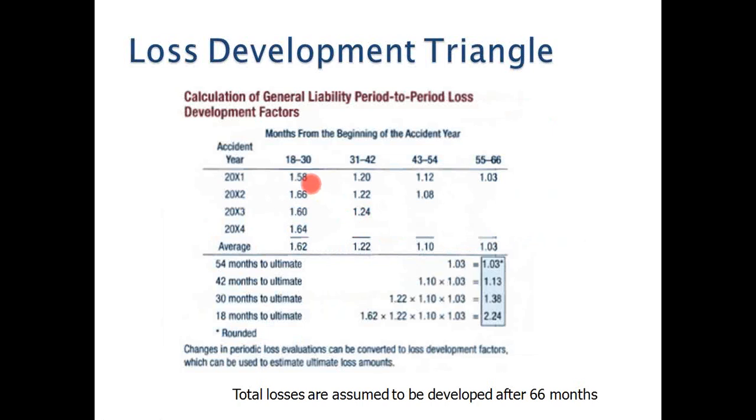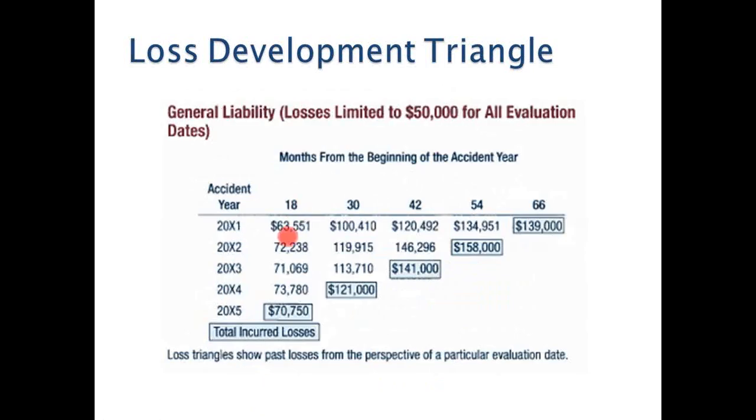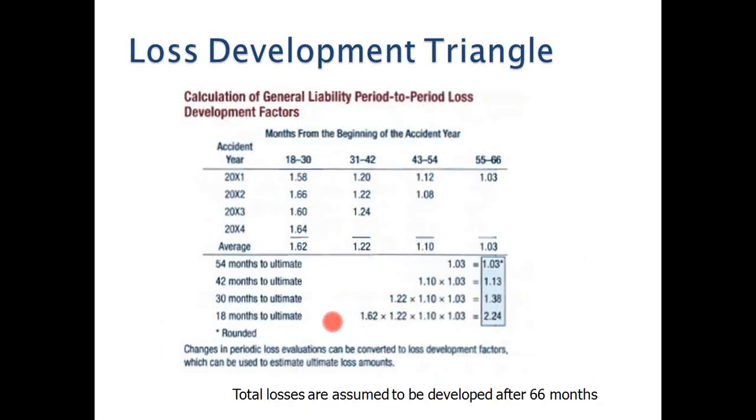And I think the other question was, you said 18 to 30. Yes, so what these factors are, when you see on the table, it says 1.58 from 18 to 30. The idea is that's the change from the 63,551 to 100,410. It's just doing this time period, and the next one does 30 to 42, and then 42 to 54, and so on. And then ultimately, on the bottom one on the slide that you see on the screen now, you do the multiplying of each of the years to come up with an ultimate loss factor, and that's how those are calculated. So hopefully that made sense for you.